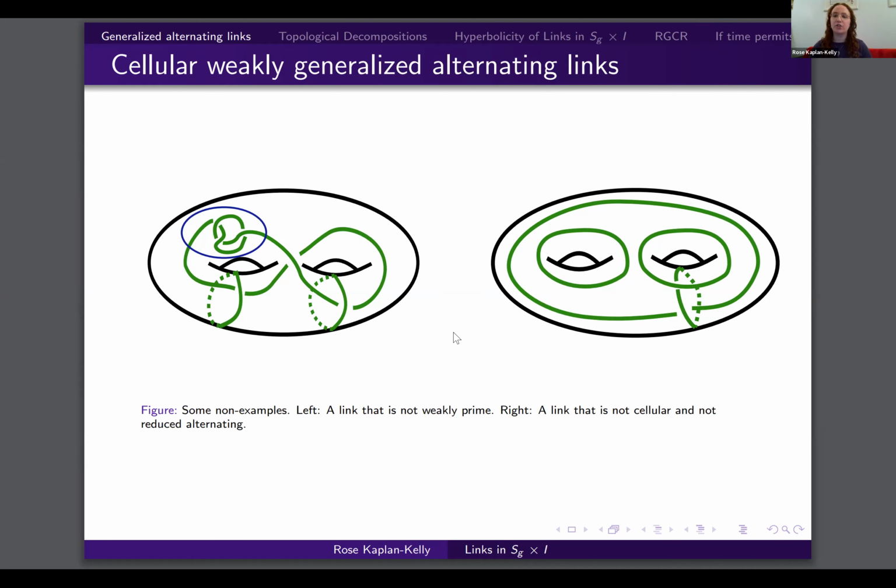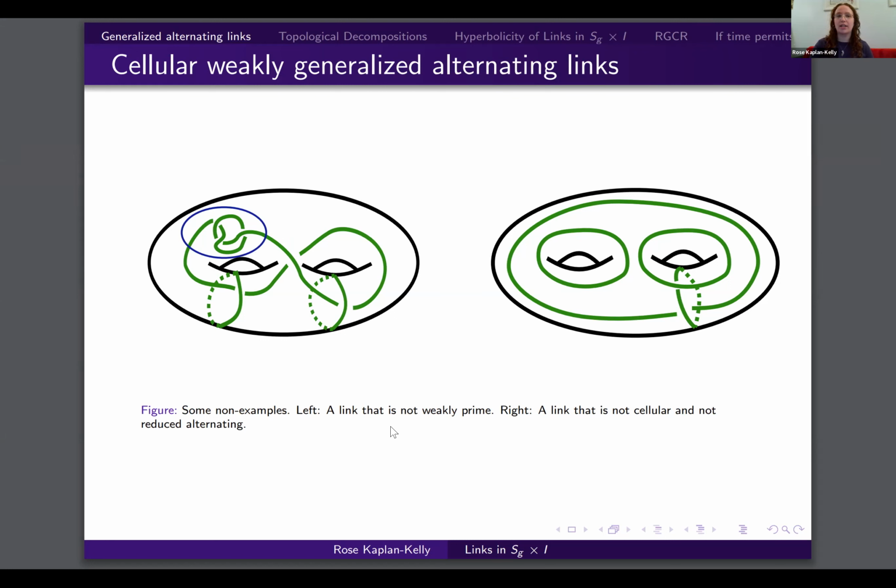We also want our links to be weakly prime, which means that for any disk in our projection surface F, such that the boundary of the disk intersects the link twice transversely, so for instance, here we can see the boundary of our disk in blue intersecting this green link transversely twice, we want the intersection of the link with that disk to be an embedded arc. So you see that that condition is failed here, so this link is not weakly prime.